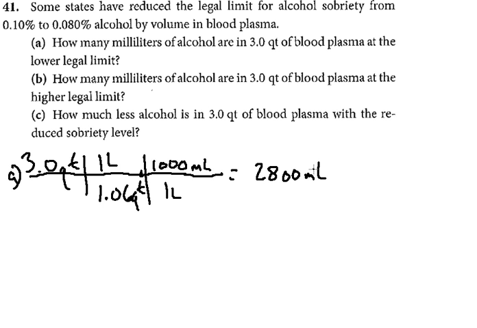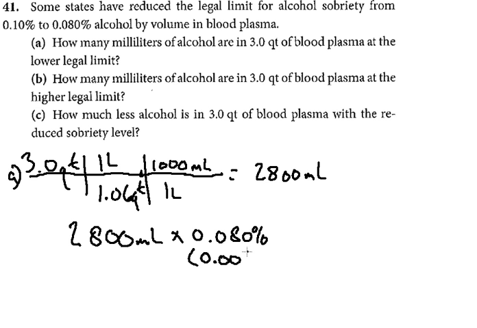All right, but this problem is now asking us how many milliliters of alcohol are in this 2,800 milliliters of blood. So we're going to take our 2,800 milliliters and we're going to multiply it by the percent of alcohol in the lower limit. So we're going to multiply this by 0.080%. Now remember from math class, percent is per 100, so we're going to move that decimal place two spots to the left, so 0.00080. Well, not percent, we don't need that percent anymore.